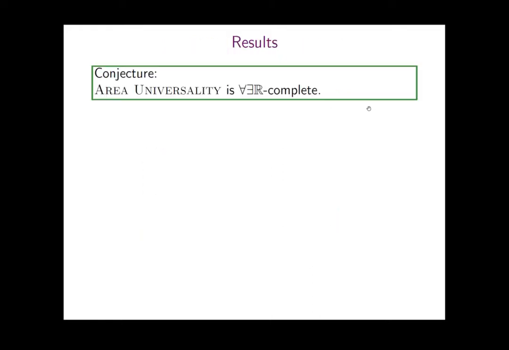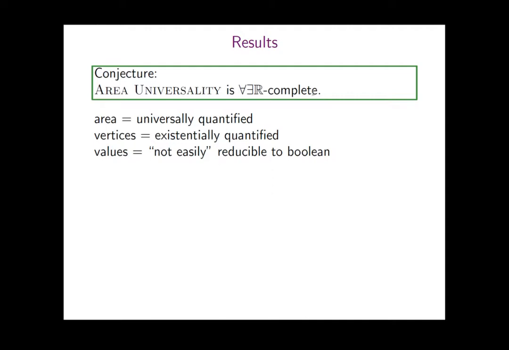So what is our result? First we have this conjecture that area-universality is universal existential R-complete. And we believe in this conjecture for the following reason. The area assignment can be seen as universally quantified. We want a property which is true for every area assignment. The vertex placement is existentially quantified. So for every area assignment, we can choose our vertex placements.